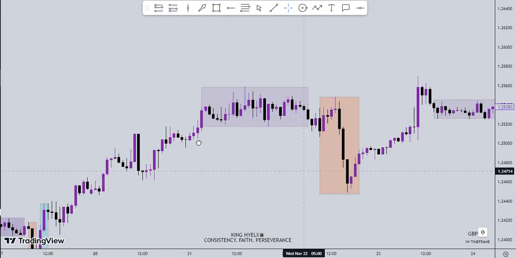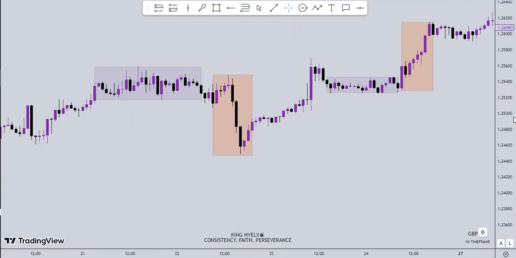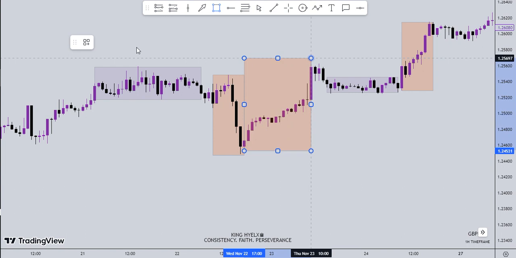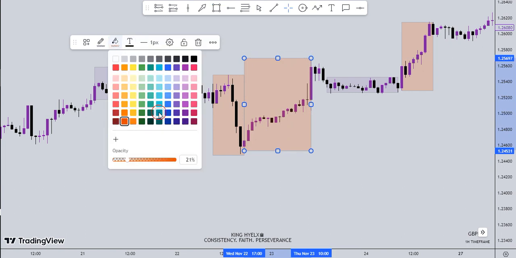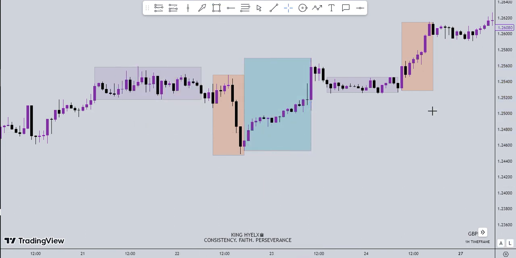Good. See another one here again, right? This is our range that was created from the expansion, but instead of retracing into it and then continuing going lower, what do we see? Price went the opposite direction, right? So this is our what? This is our reversal.